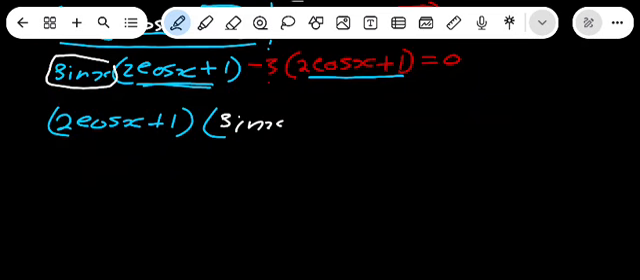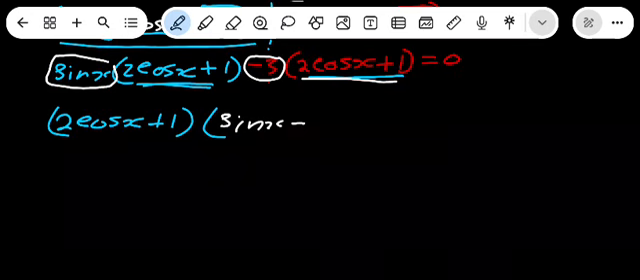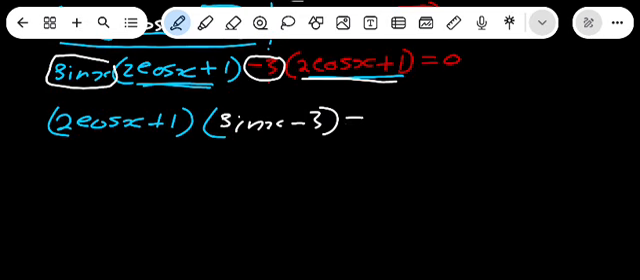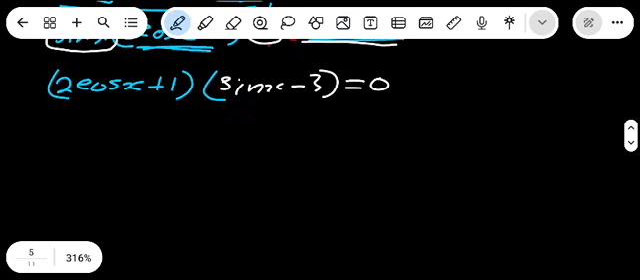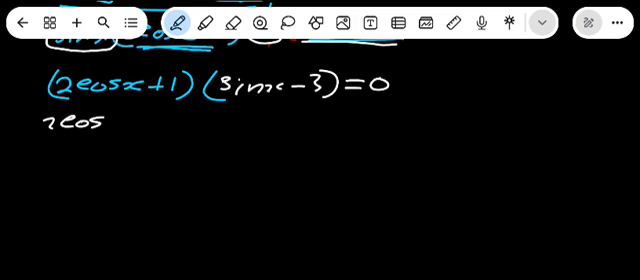Here we have a minus. We have taken this -3. Alright, this must be equal to 0. So this is what you have. Now you'll have 2 cos x plus 1 must be equal to 0.